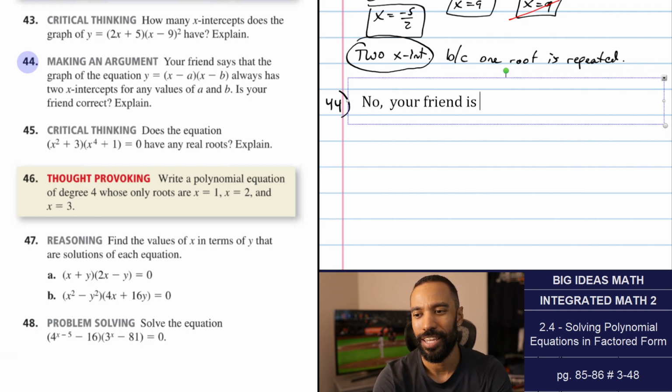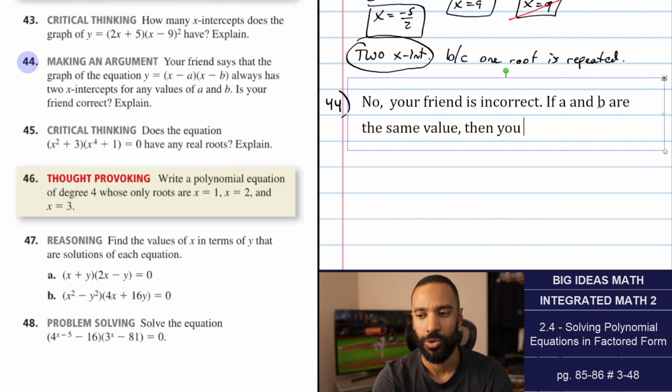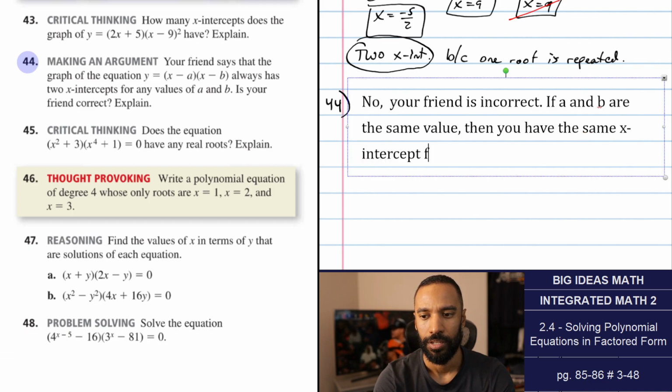No, your friend is incorrect. If a and b are the same value, then you have the same x-intercept from a repeated root. Therefore, it won't always have two.